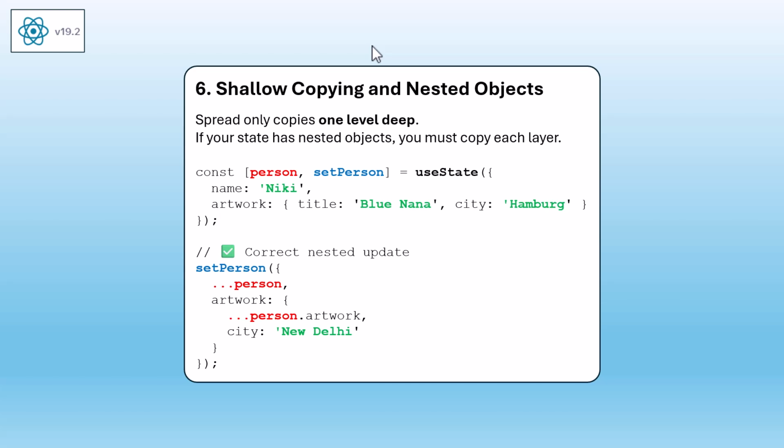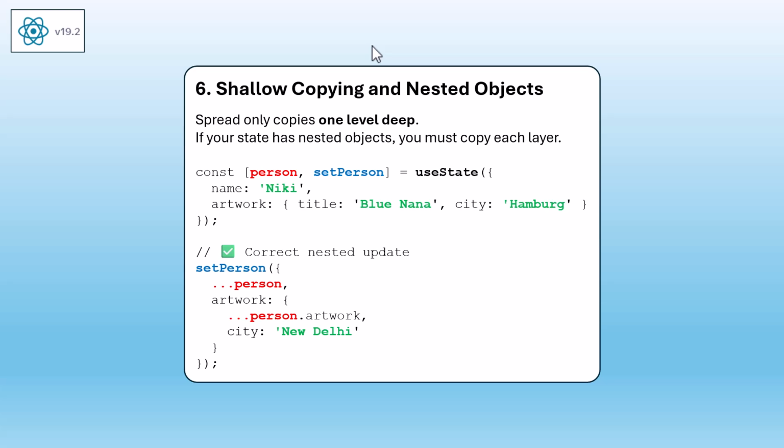6. Shallow copying and nested objects. It's important to understand that the spread syntax only performs a shallow copy. That means it only duplicates the object's first level of properties. If your state contains nested objects, like an object inside another object, those inner objects are not automatically copied. When you want to update a deeply nested property, you must copy each level of the object structure. First, copy the inner object you're changing, then copy the outer object that contains it, and so on, until you reach the top-level state object.